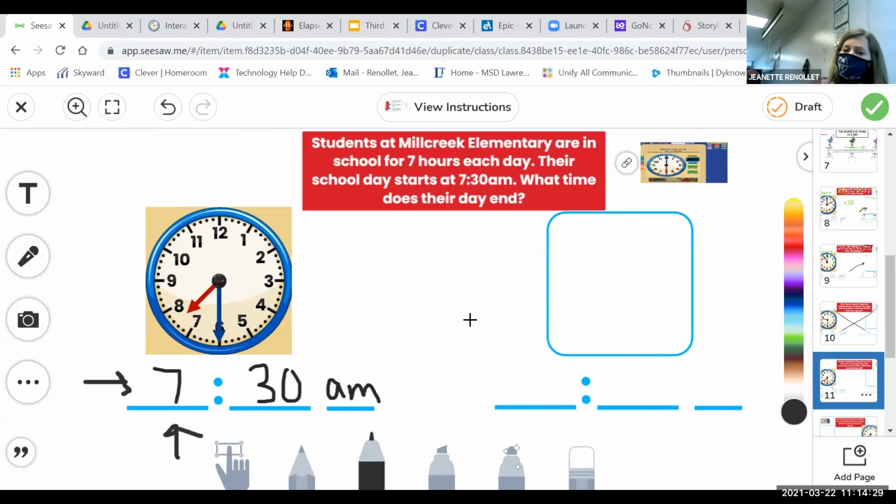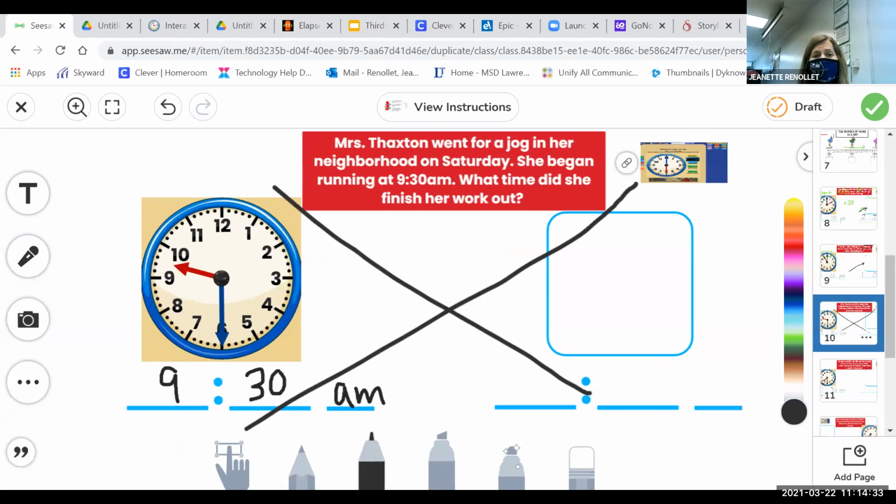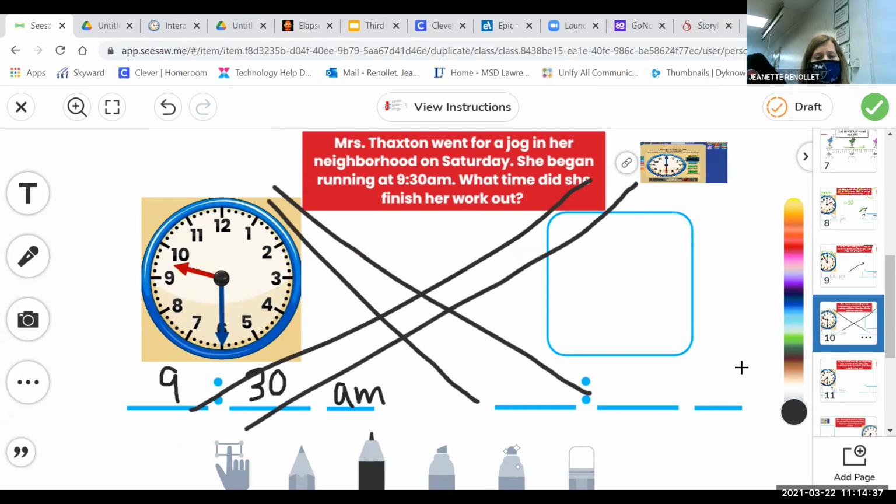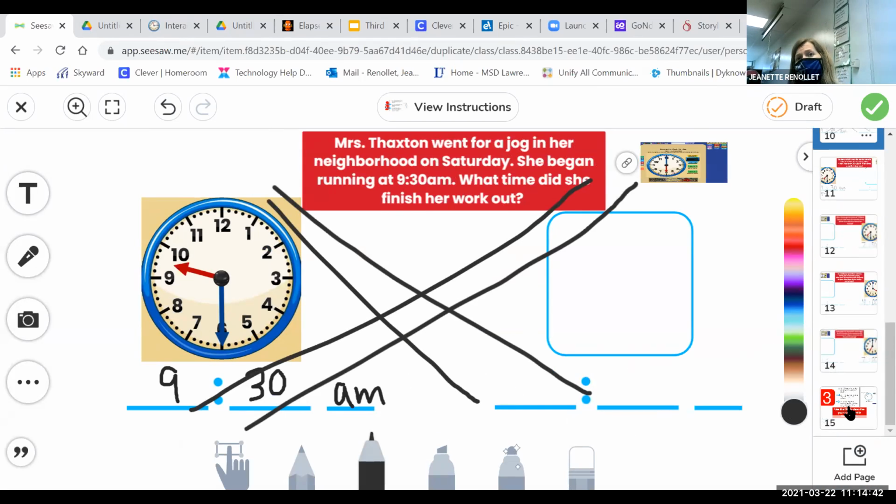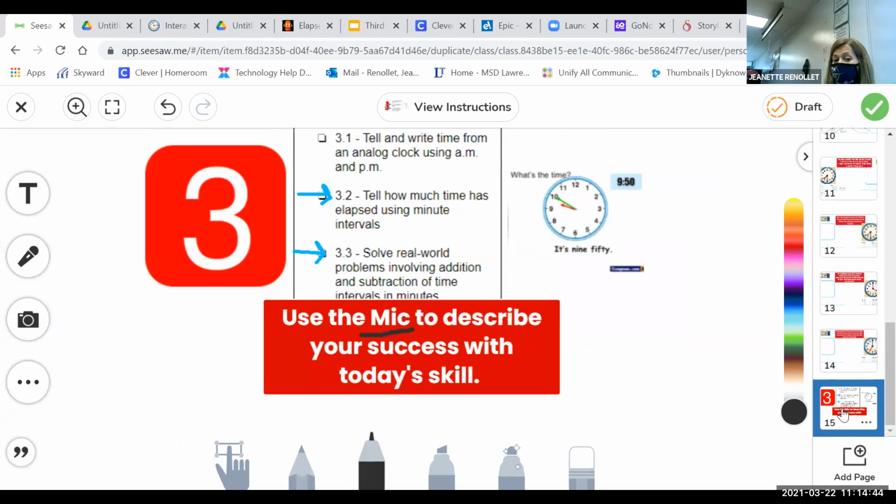All right, friends on Zoom, your job is to complete all of the slides. A quick note, number 10, I made a mistake, so you can skip number 10. I apologize, that does not make sense. You can skip it. Your job is to do all of the slides and then reflect on slide 15. How were you successful today? How did you do with telling elapsed time? When you're done, you'll turn in with the green check to submit your work. I will be on at 12:45 if anyone has questions about their work.